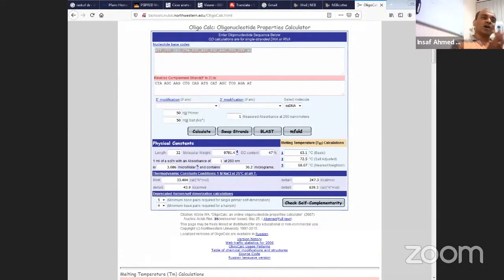Now you have grown your protein in E. coli and you got plenty of it, and you want to go further, and that is for chromatography.